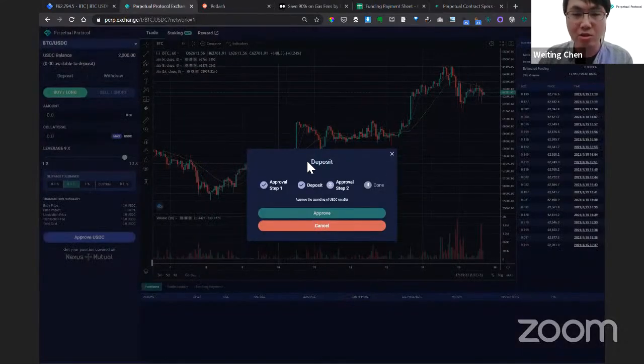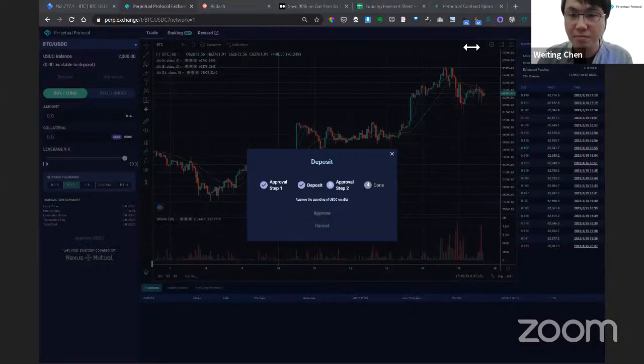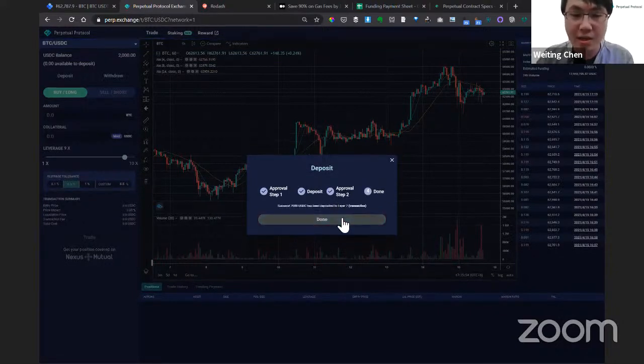So let's go back to our live demo. The next thing is approve. After the deposit step, as a MetaMask user, you don't need to pay a gas fee after the second step. So you just click approve and then sign a transaction. Yep, and then you are good to go.